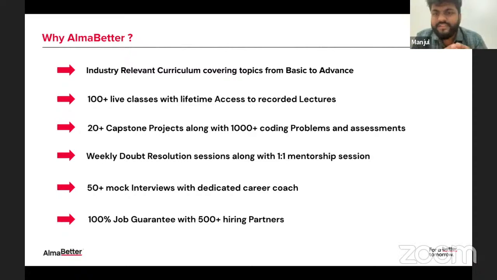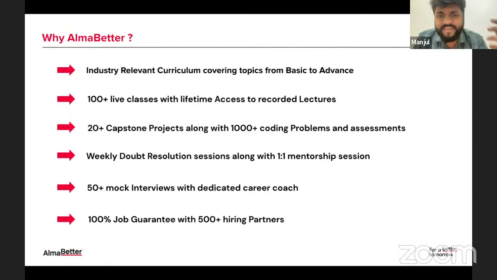Now, once you're done with all these classes, the course and the training module, the boot camp that we have here for 6 months, we start preparing you for the interviews. For that, first of all, we ensure that you get certain mock interviews before you get into the real world and start giving interviews. And that should also be done by a dedicated career coach.